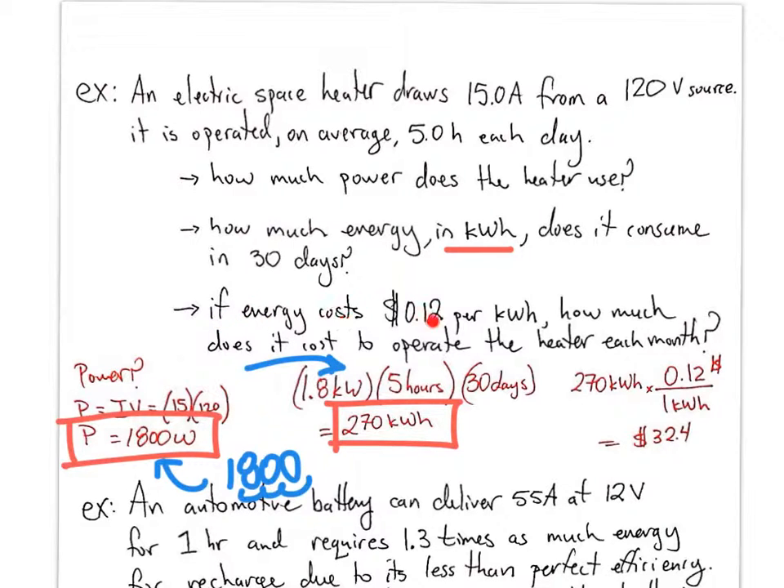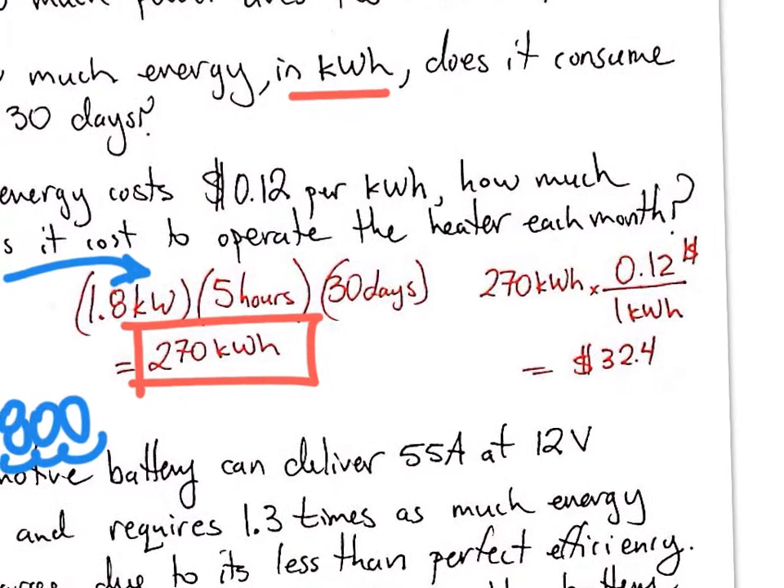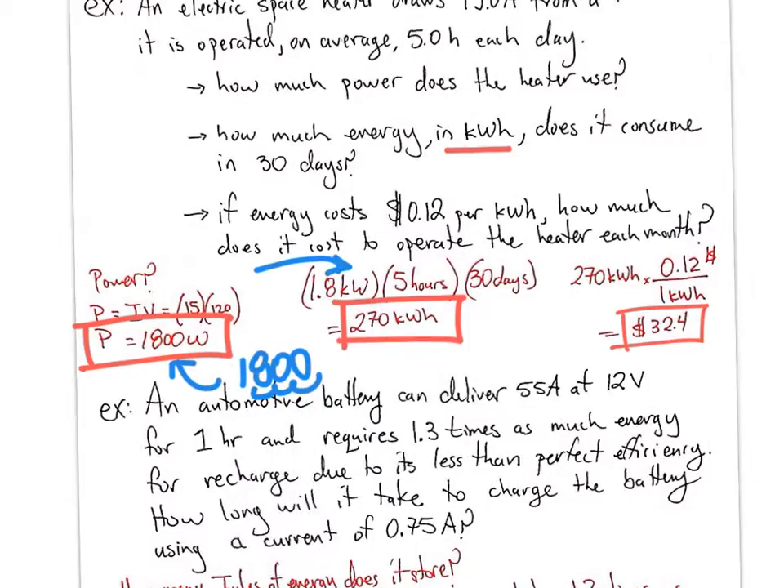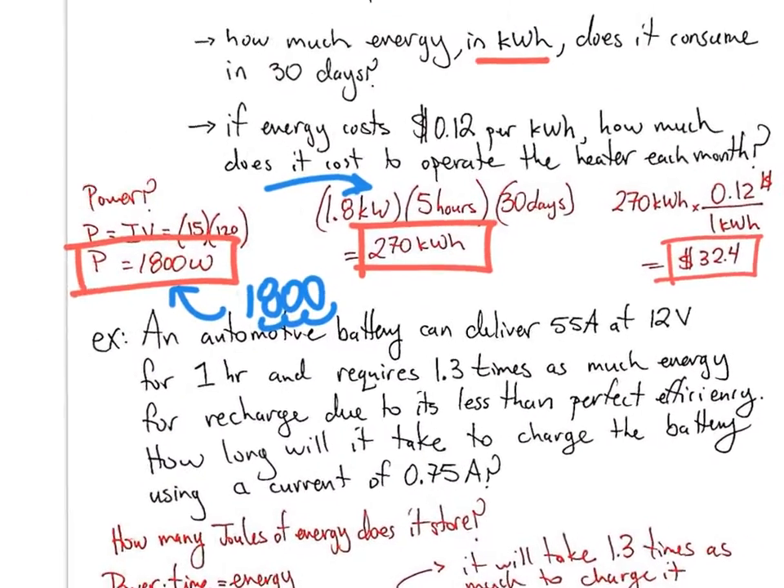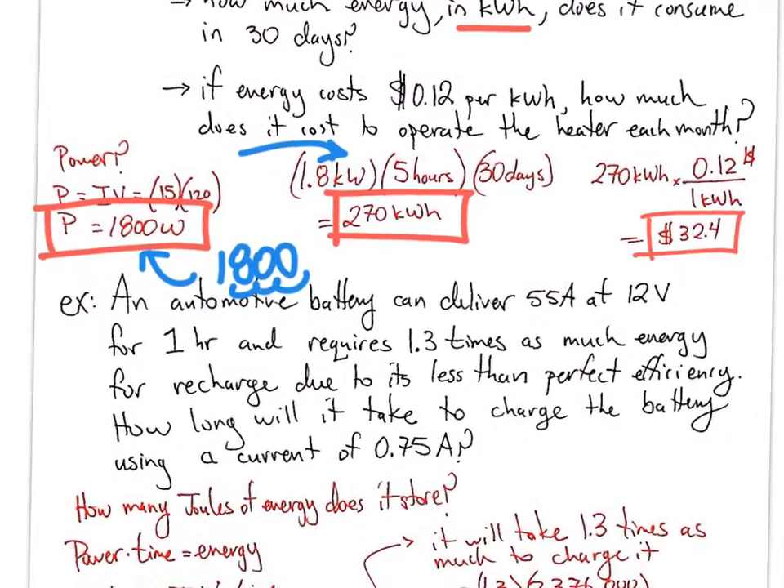And then the third part relates it to something we'd be interested in. If the energy costs 12 cents per kilowatt hour, which I think is more expensive in Mammoth, how much does it cost to operate the heater each month? So if we had 270 kilowatt hours, and we know 1 kilowatt hour is 12 cents, we could simply multiply and we get $32.40. I think that's pretty cheap actually, compared to what we would be spending to heat our places with electricity.